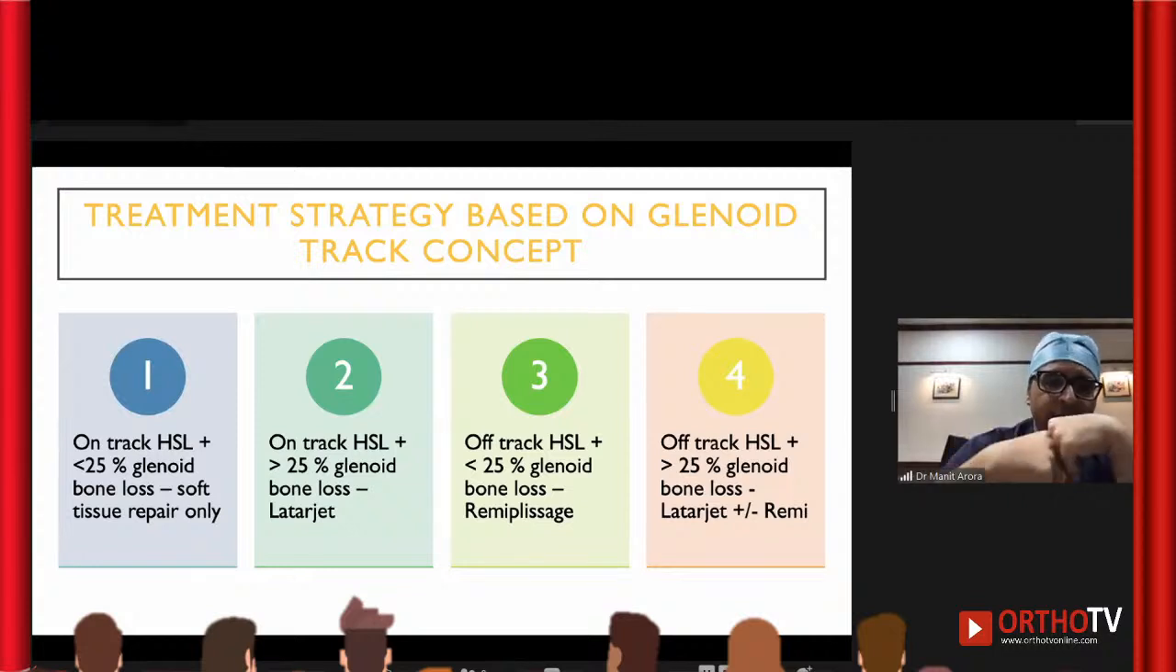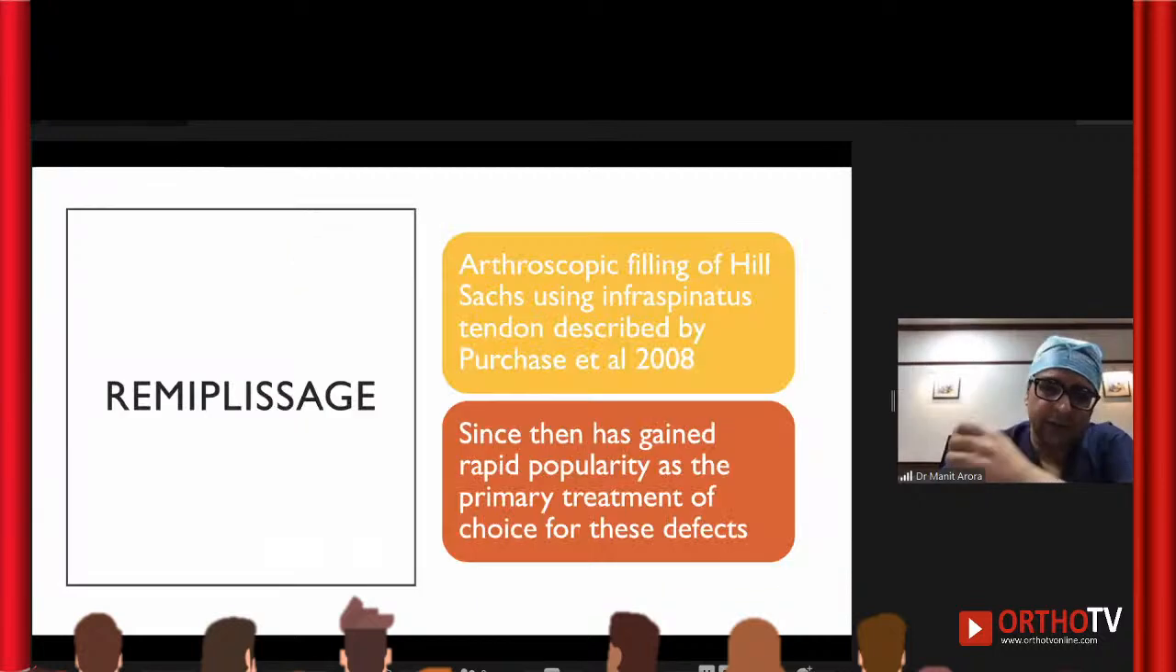So if you've got an on-track lesion, less than 25%, do a soft tissue repair. On track with more than 25% bone loss, opt for a Latarjet. If you've got an off-track lesion, which is an engaging lesion with less than 25%, you should add a remplissage. And if you've got an off-track lesion with more than 25% glenoid bone loss, your procedure of choice should be a Latarjet, plus or minus a Remi, because remember with the Latarjet, you're also increasing the true glenoid width as well. So your lesion may not remain engaging, which is a topic for another day.